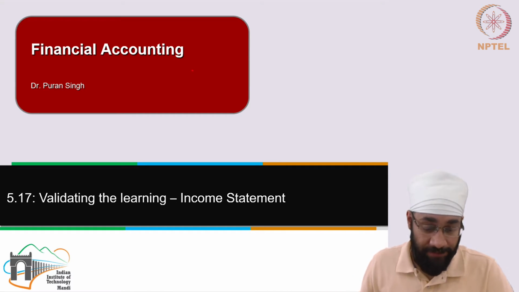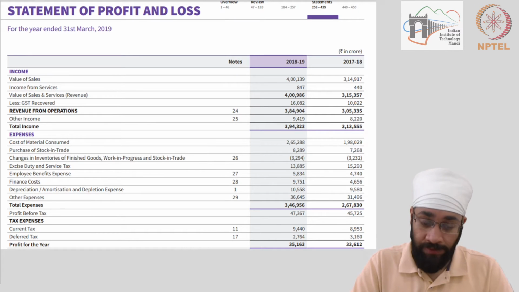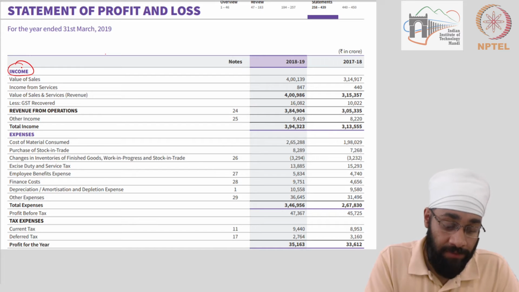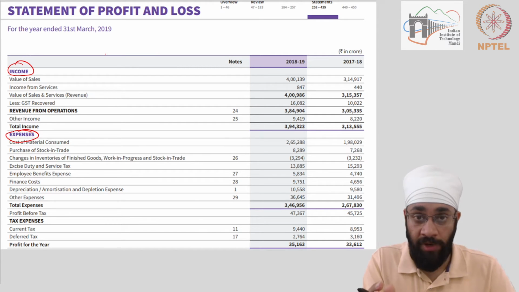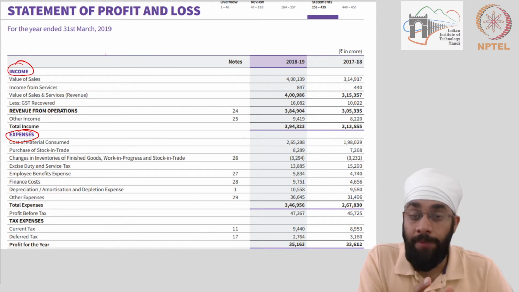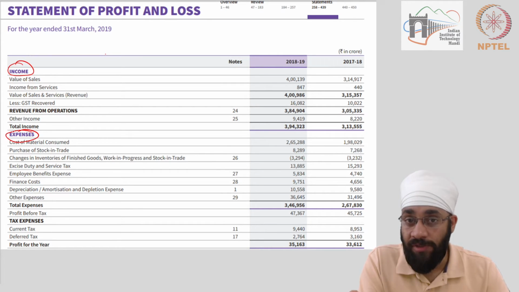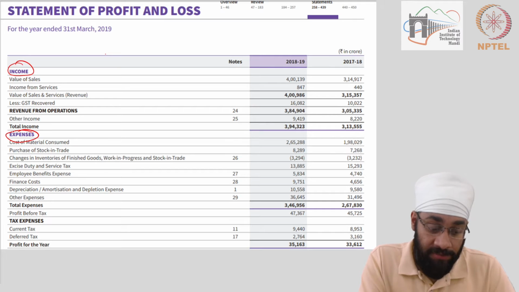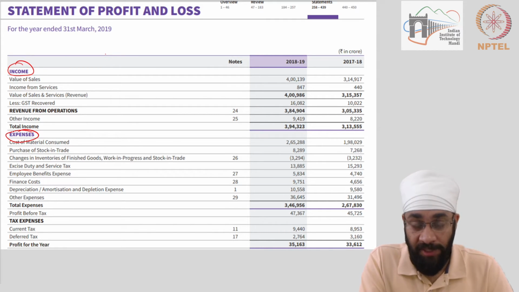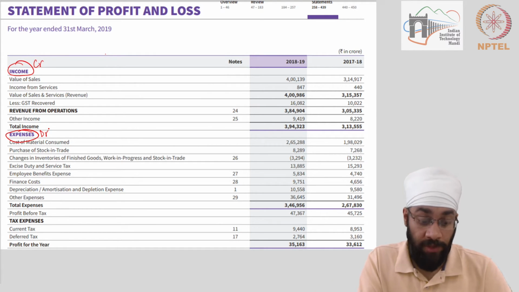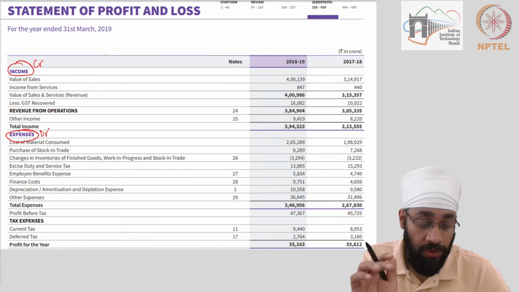So let's get started. I have on the screen the income statement of Reliance Industries. We have income and expenses, two broad heads. The way we learned to prepare the income statement was in account format. We called it profit and loss account. It is the same information, just presented in a different way. Income was the credit side for us, expenses were the debit side for us. So same thing, same content being shown in a different format is all.